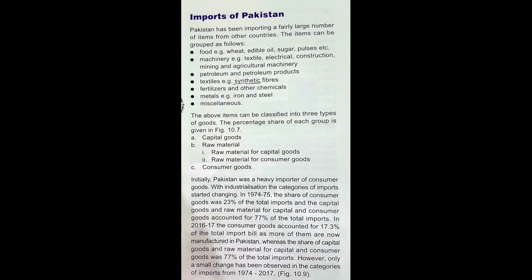The above items can be classified into 3 types of goods. The percentage share of each group is given in figure 10.7. Number 1, you can say A, capital goods; B, raw material. In raw material there are 2 categories: raw material for capital goods, and raw material for consumer goods. C, consumer goods. So Pakistan imports capital goods, for example, machinery.